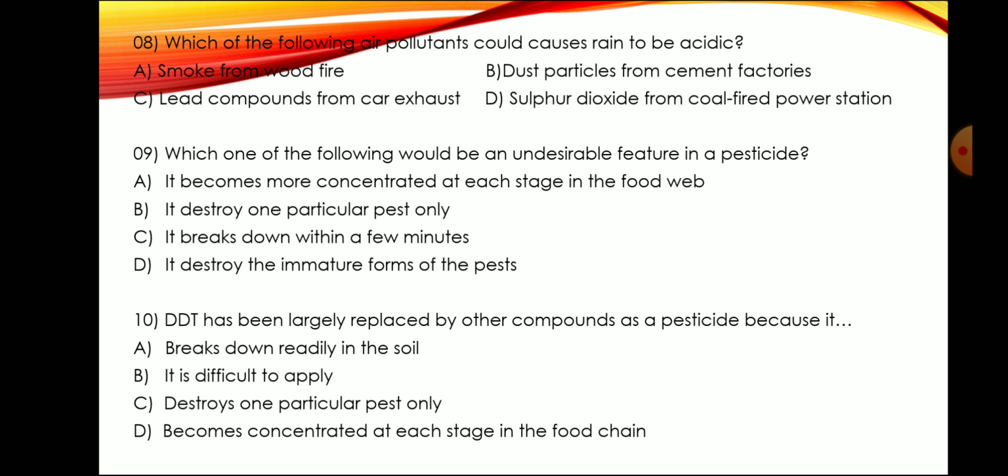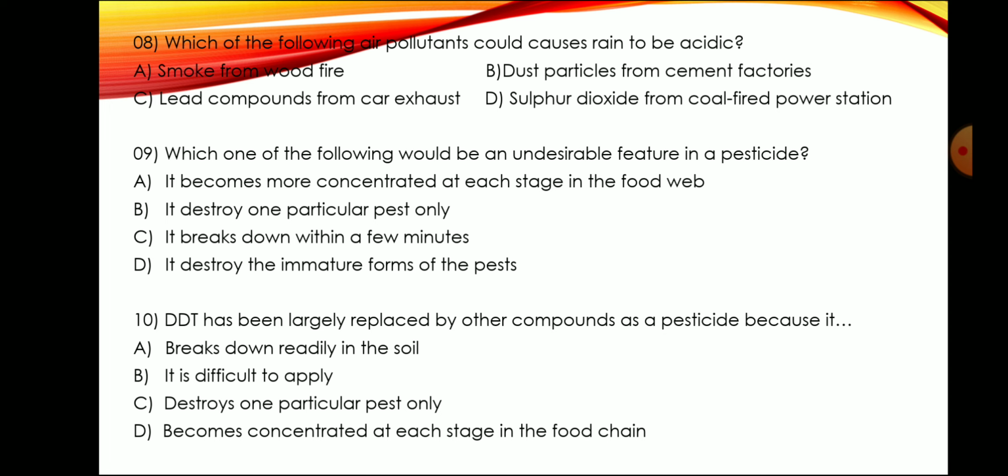Next question is: which one of the following would be an undesirable feature in a pesticide? The options are A, it becomes more concentrated at each stage in the food web. B, it destroys one particular pest only. C, it breaks down within a few minutes. And D, it destroys the immature forms of the pest. So the correct answer is A. It becomes more concentrated at each stage in the food web. So this one is the correct one.